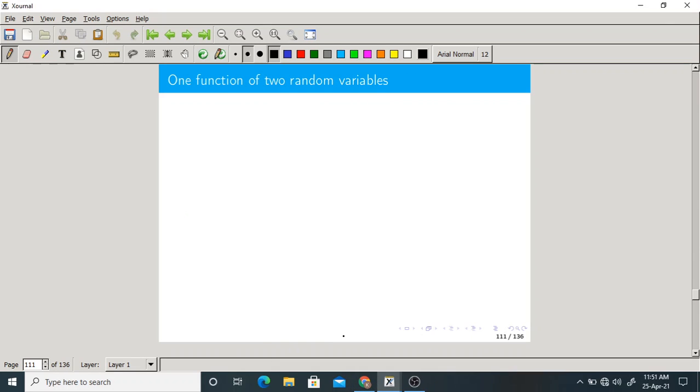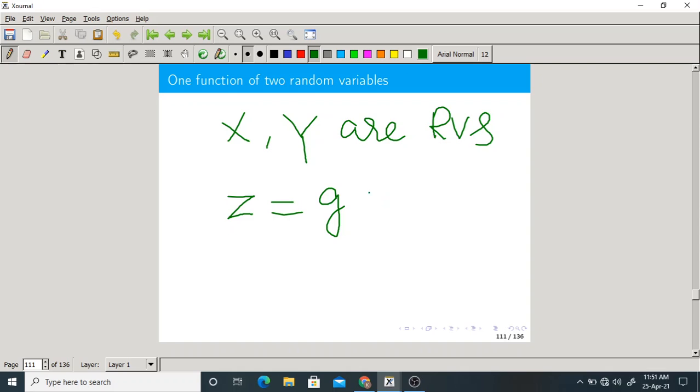Today we start the class. Our topic is one function of two random variables. Now, in the last class, we have seen one function of a random variable. Now, it is one function of two random variables. Suppose x and y are random variables. Let us take z as one function of two random variables, which means z is a function of x and y.